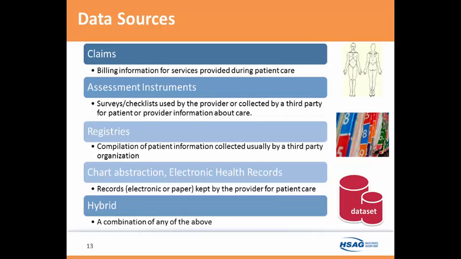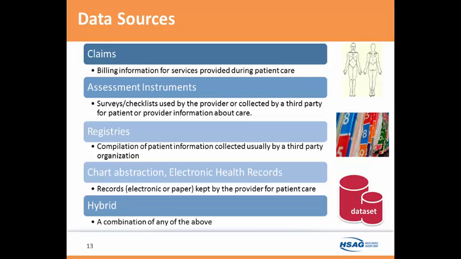Let's review the sources of data which affect the way measures are constructed and influence the choice of which measures are developed. We have claims data, which are billing information for the services provided during patient care. There are assessment instruments, and these can be surveys or checklists used by the provider or collected by a third party. There are registries, which are compilations of patient information collected usually by a third-party organization.